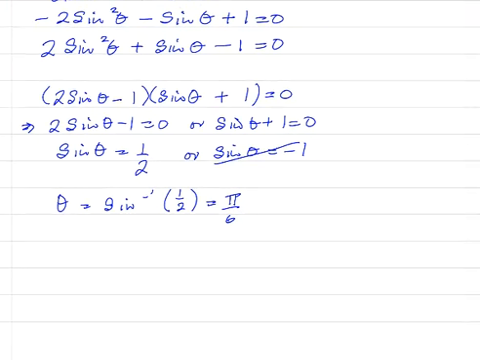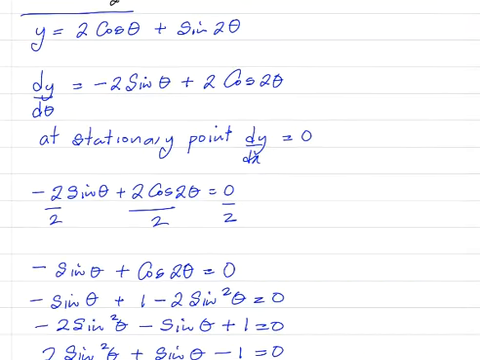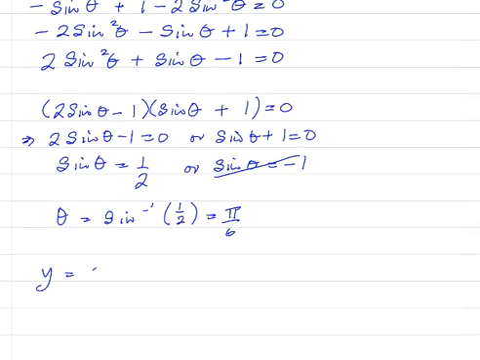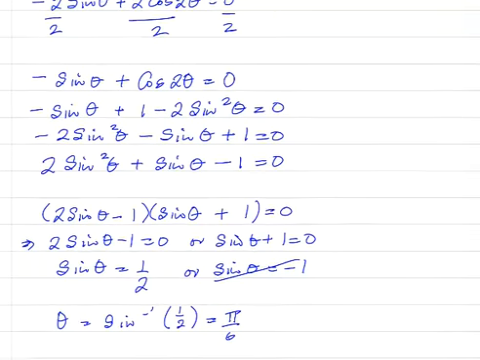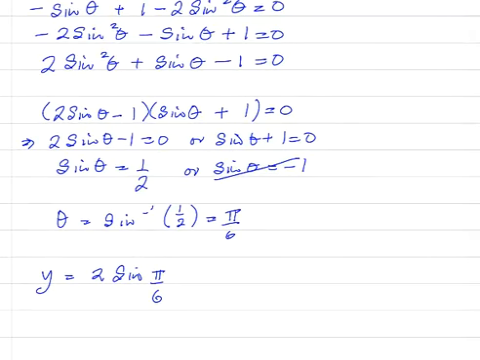So when theta is equal to pi by 6, y, which is 2 cos theta plus sine 2 theta, so y is 2 cos pi by 6 plus sine 2 times pi by 6. Let's see if I got that correct. 2 times pi by 6 is pi by 3, which is 60 degrees.